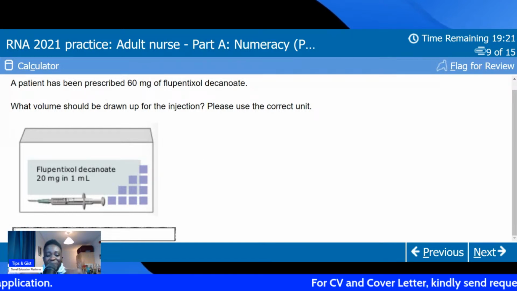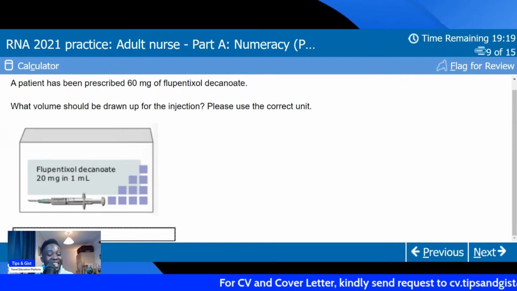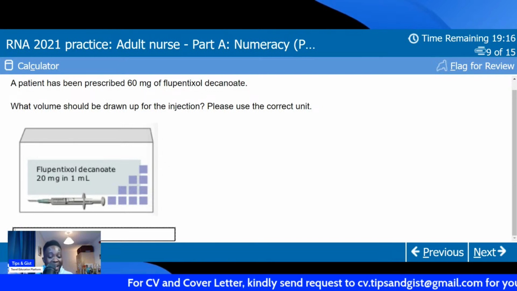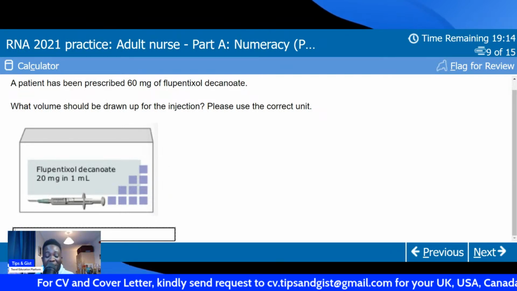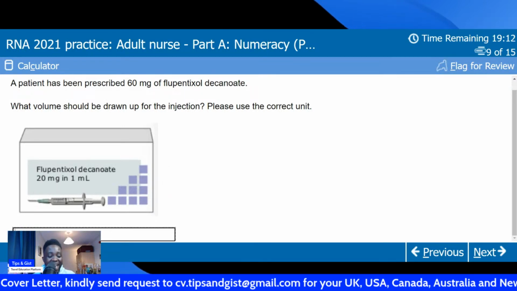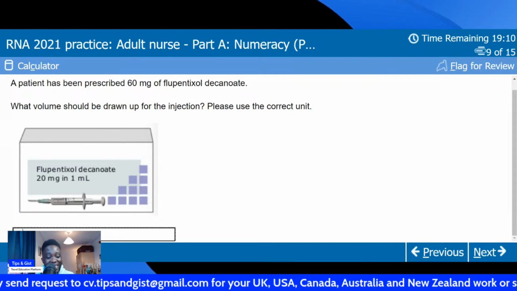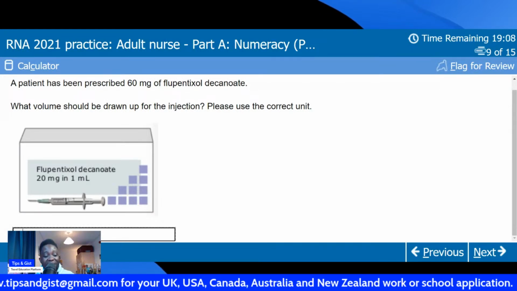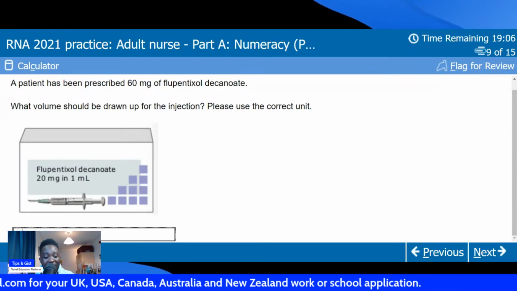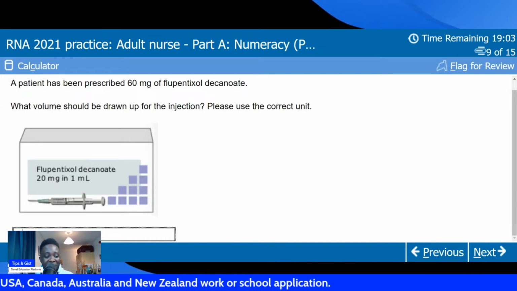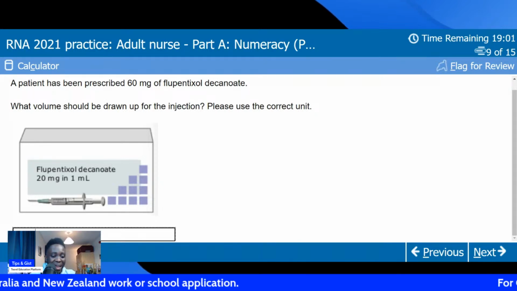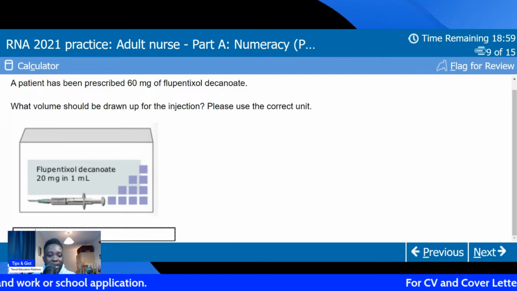This is just a class 1 exam. I said CBT is the easiest exam you will ever get in your nursing career, but if you don't take care, you mess up. 1 ml is 20 milligram. You are giving 60 milligram. It should be 3 mls. All right.